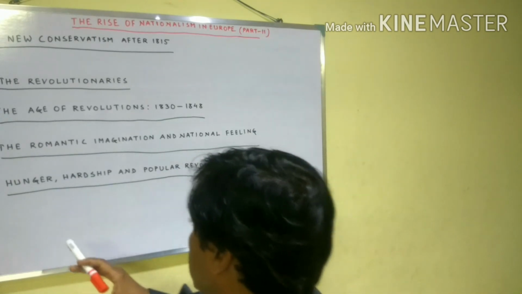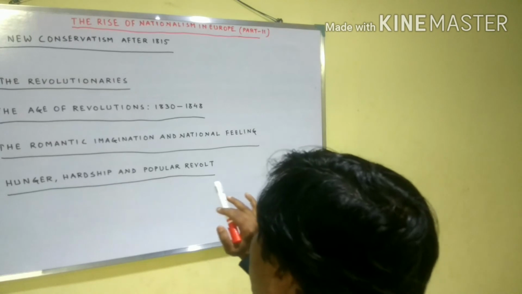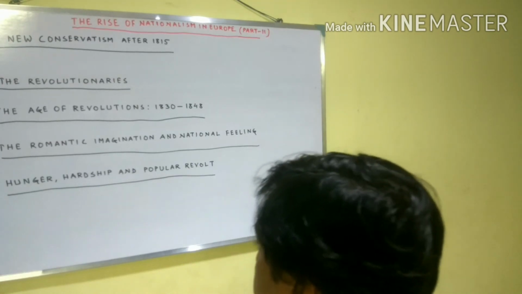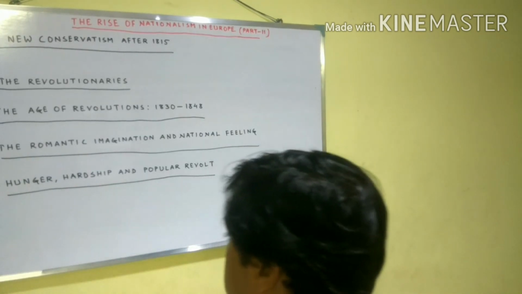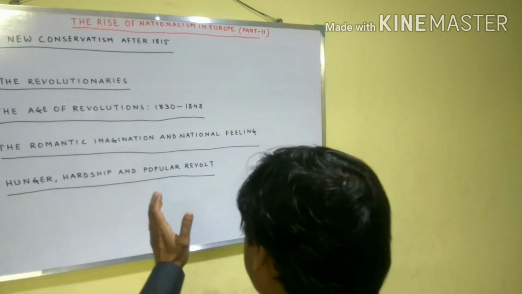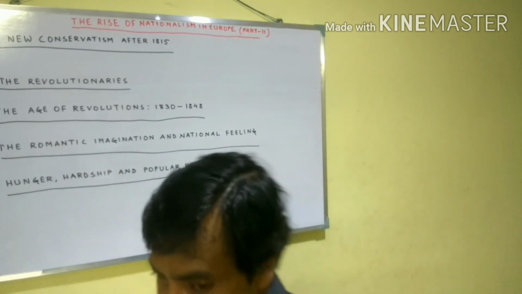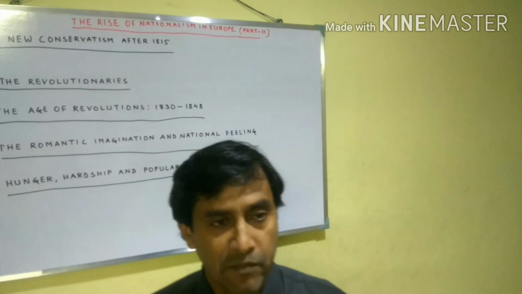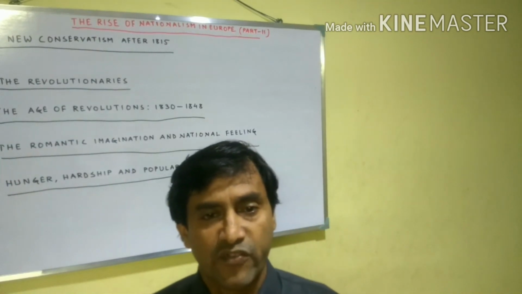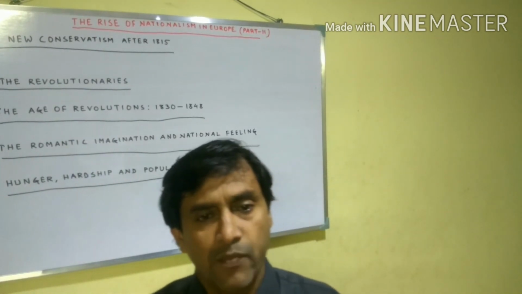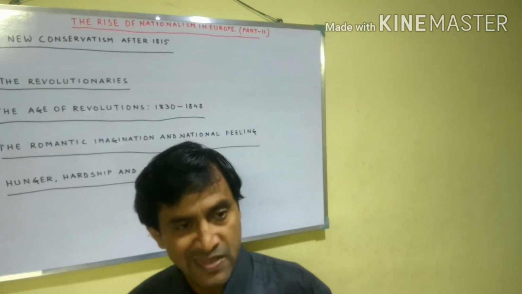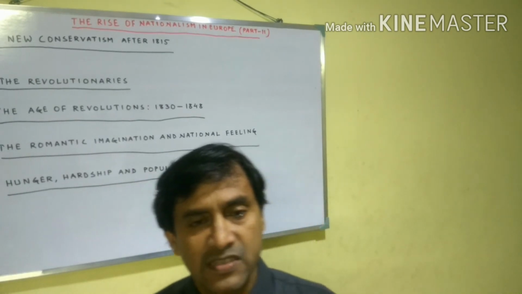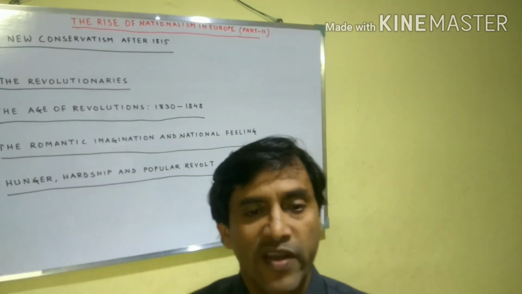Next is hunger, hardship, and popular revolt. The situation was not favorable because of this autocratic rule. As a result, hunger, hardship, and popular revolt took place against it. Let's see what had happened at that time. The 1830s were years of great economic hardship in Europe. The first half of the 19th century saw an enormous increase in population all over Europe, which gave rise to unemployment. Second, people from rural areas migrated to the cities to live in overcrowded slums.